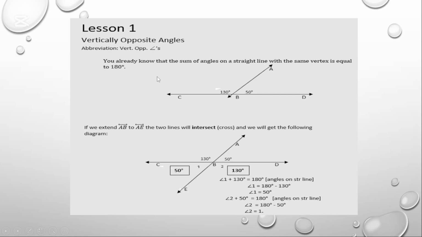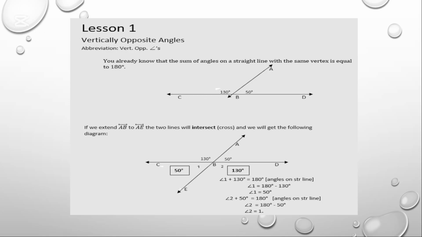Now, so far you already know that the sum of angles on a straight line with the same vertex is equal to 180. Same vertex next to each other on a straight line, and we call them supplementary adjacent angles.